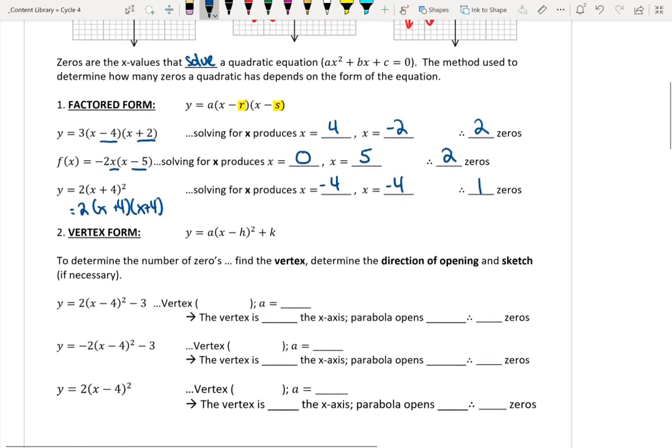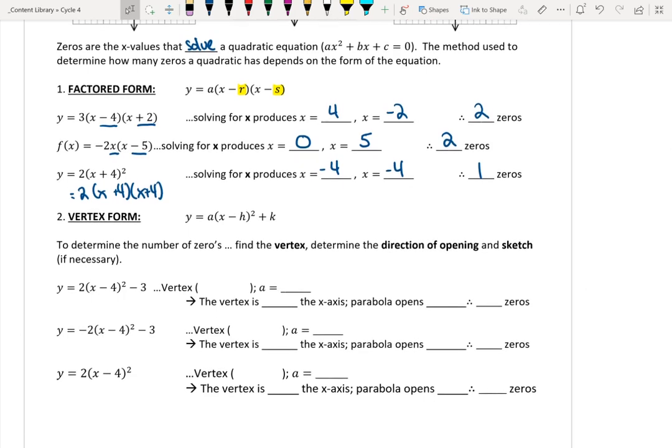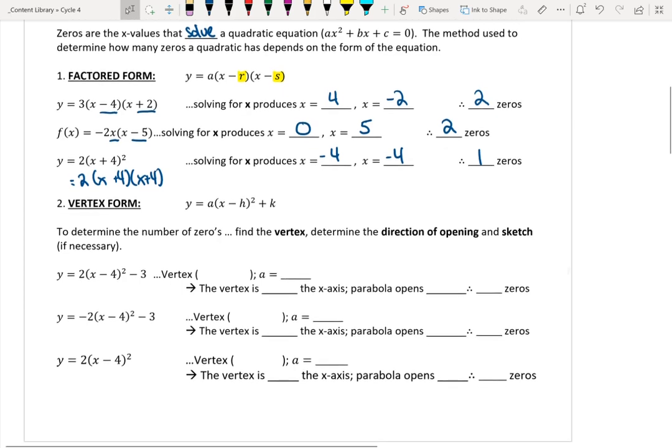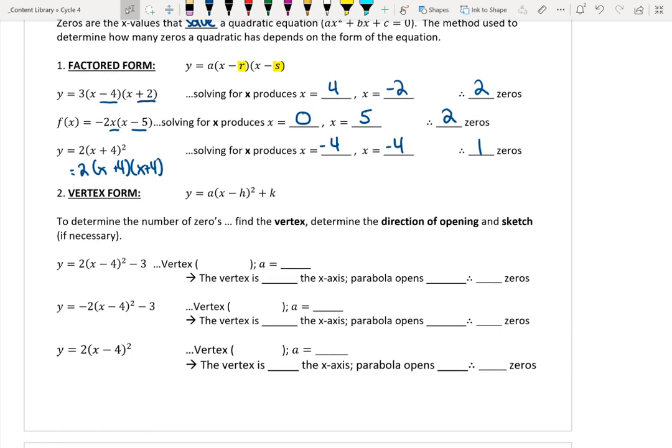In vertex form, if I wanted to find the zeros, I could expand it and then factor it and then work my way down. But there's an easy way. If I just want to figure out the number of zeros, not specifically what they are, just the number of them, I could sketch if necessary, if it helps you to visualize it. But if I find the vertex and determine in which way it opens, then I can figure out how many x-intercepts or zeros there are.